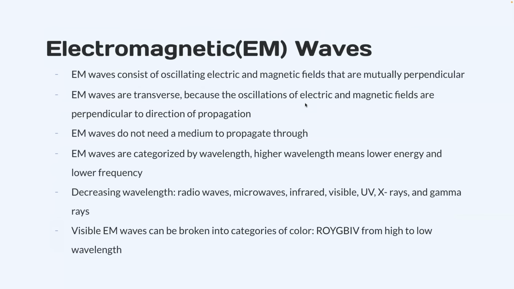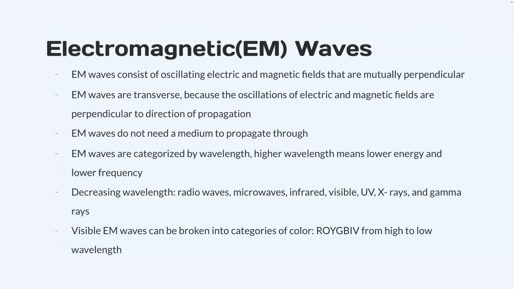So EM waves, electromagnetic waves, consist of oscillating electric and magnetic fields that are mutually perpendicular. EM waves are transverse because the oscillations of the electric and magnetic fields are perpendicular to the direction of propagation. And EM waves do not need a medium to propagate through. EM waves are characterized by wavelength.